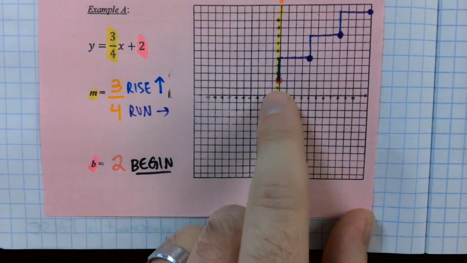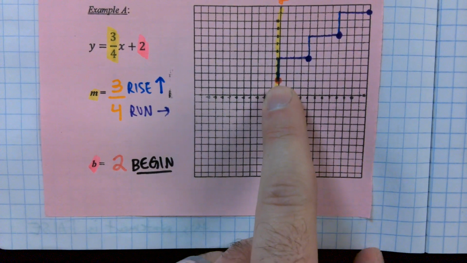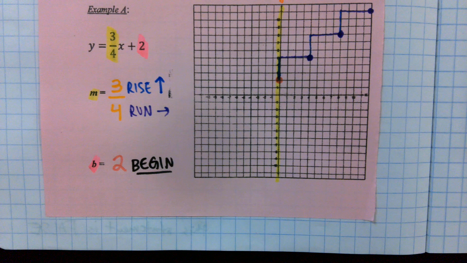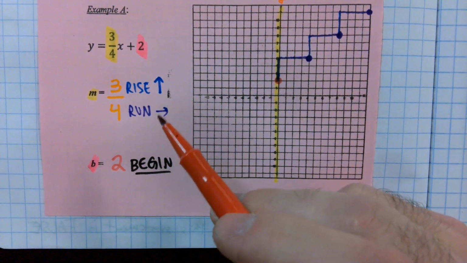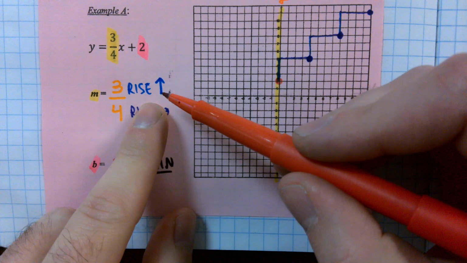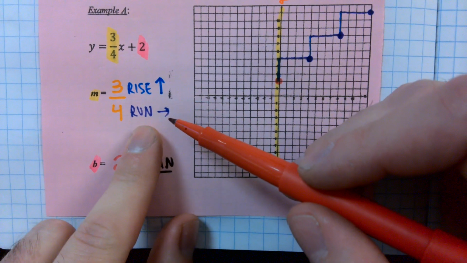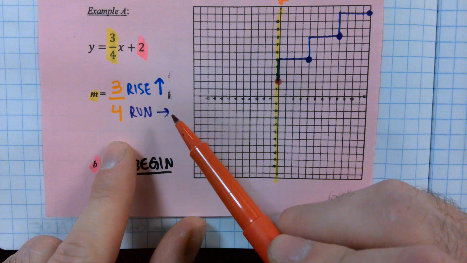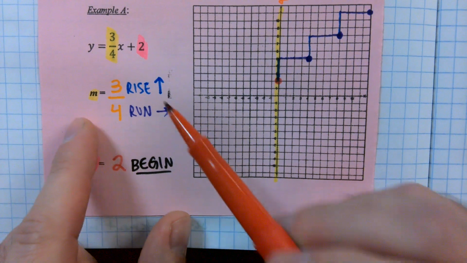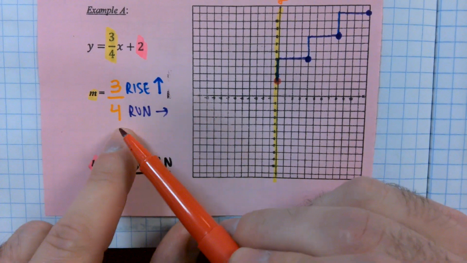So what I'm going to do is go back to the beginning, okay? I'm still going to rise 3 and run 4, but I'm going to do the opposite direction. So what's the opposite of up? Down. And what's the opposite of right? Left. So instead of going 3 up, 4 right, you guys listening in the back? I'm going to go 3 down, 4 left.